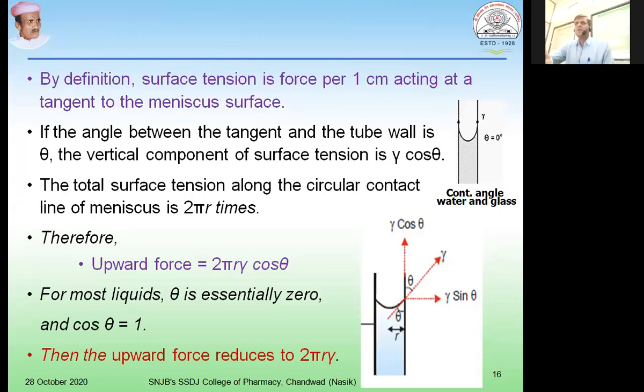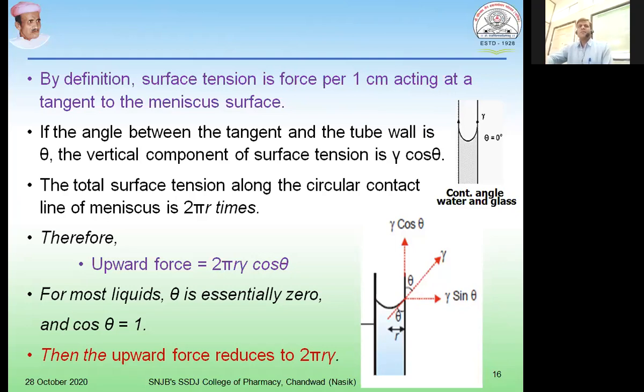Now the vertical component of the surface tension over here will be gamma cos theta. The total surface tension along the circular contact line of the meniscus is 2 pi r times. Why 2 pi r times? Because 2 pi r is the circumference of the capillary. So the surface tension acting on the surface of the liquid when it is rising up is 2 pi r times.